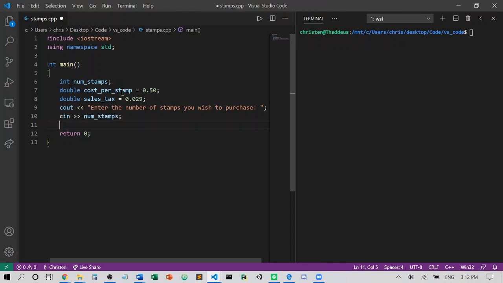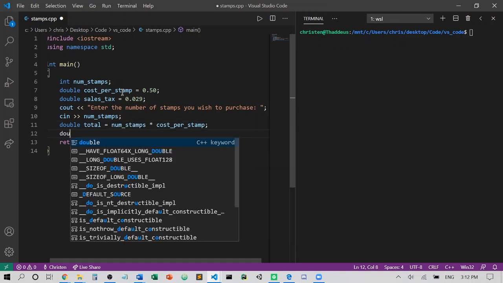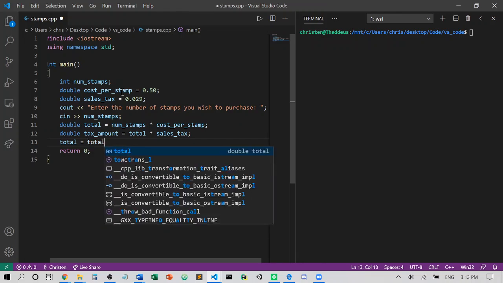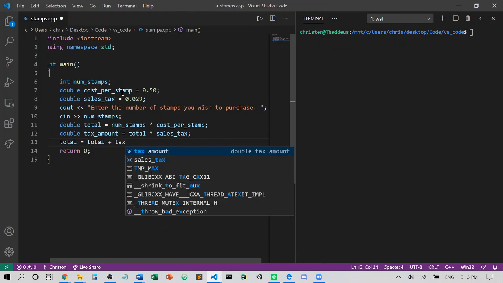Now that I have the number of stamps, I can probably come up with a total cost for the stamps based on the price per stamp. So I'll have to take the number of stamps and multiply it by the cost per stamp to get some kind of a total. I also have to deal with taxes, which will be a floating point number as well. So I'm going to set the tax amount using the total, since we just calculated it, and use the sales tax to come up with some fraction of the total. And now I'm going to have to update the total, because the total value of the entire cost should be the total price plus the tax amount that we have just calculated.